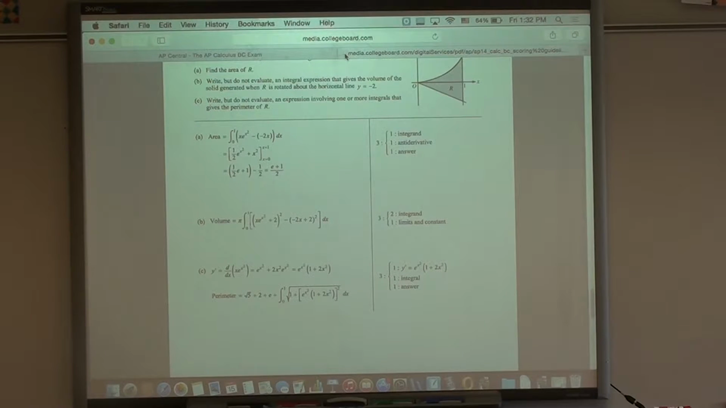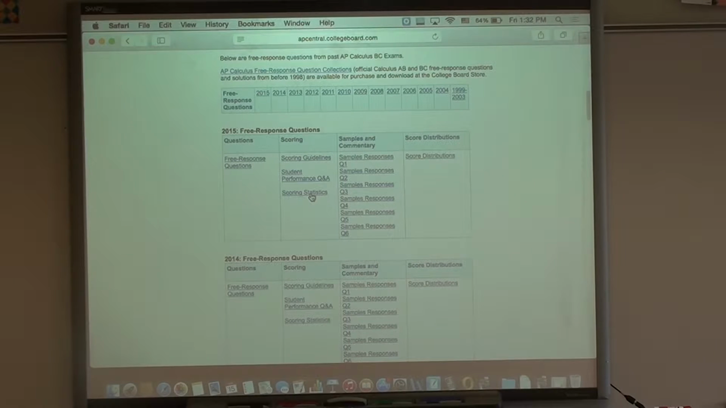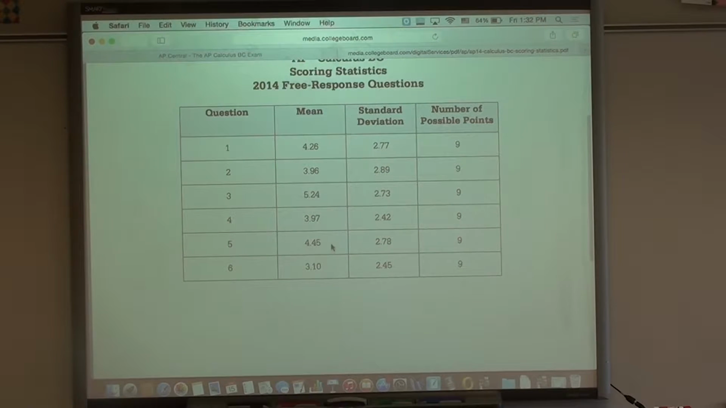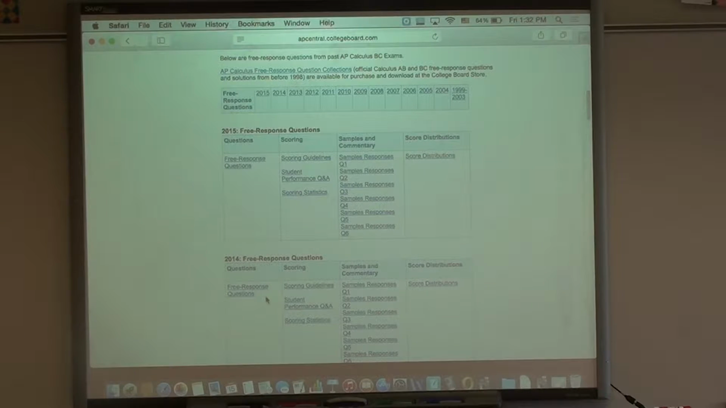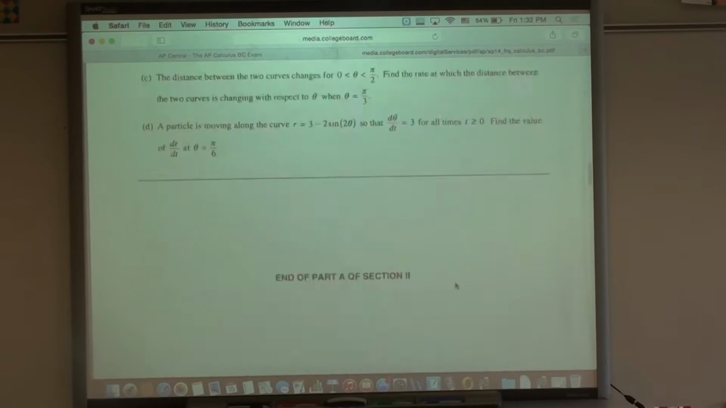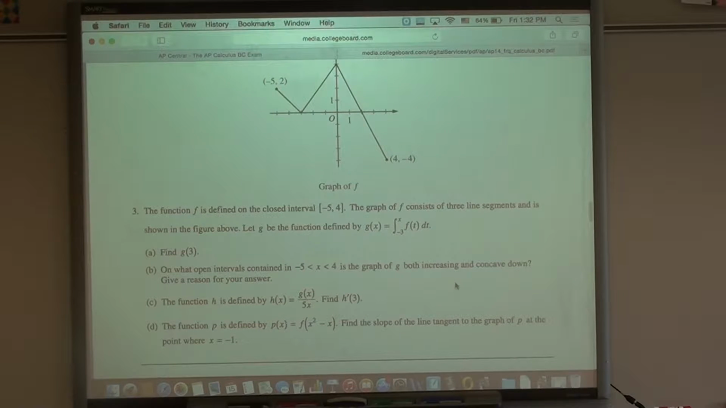Okay, so you guys wanted to know the scoring statistics I do. This was question number 5. The average score was a 4.45. Question 3 was the highest. We are actually working through this whole exam, we're just gonna do it backwards. Question 3 was your graph. It's curve sketching, increasing, come down, simple stuff.